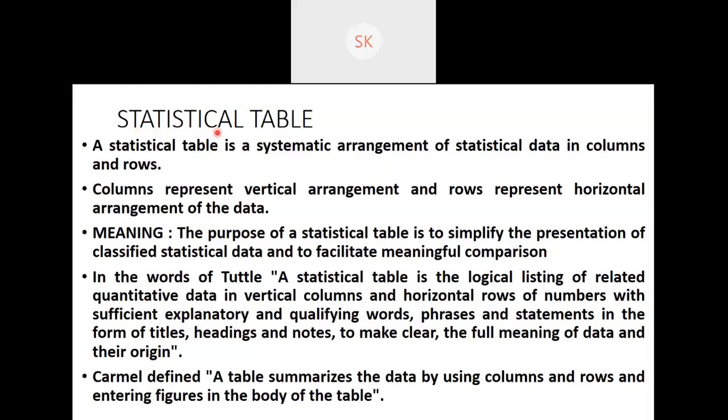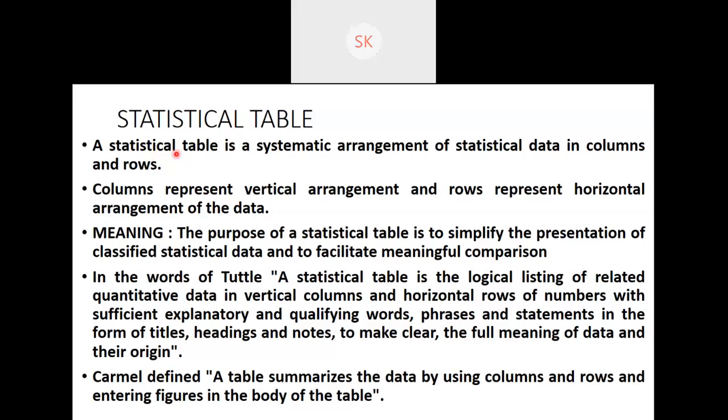What is a statistical table? A statistical table is a systematic arrangement. You'll have to be careful here. It is not only arrangement, it has to be a systematic arrangement of statistical data. It's not just any data, it has to be statistical data. Statistical data can be used to get more information when you solve it or when you apply any statistical tool.